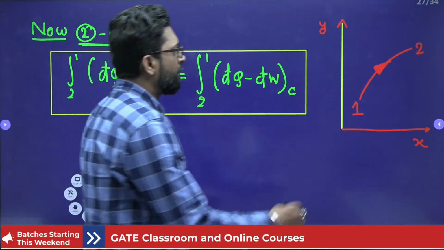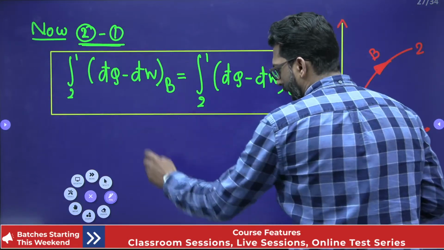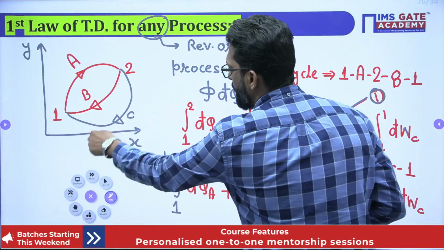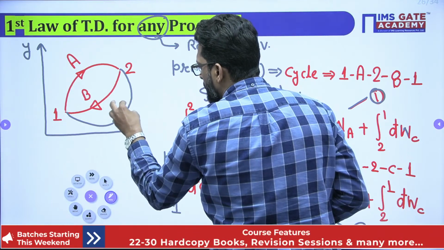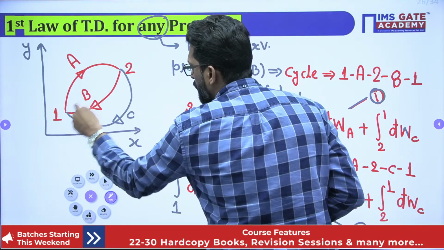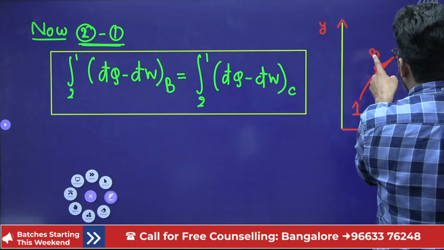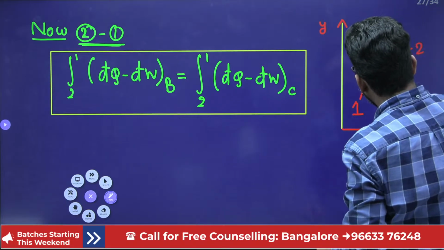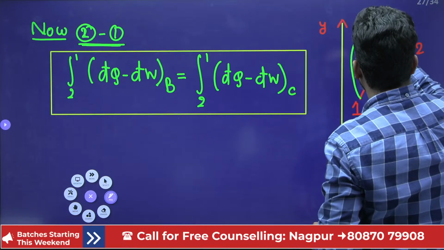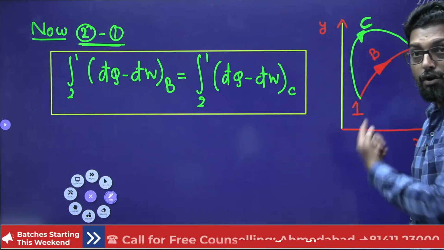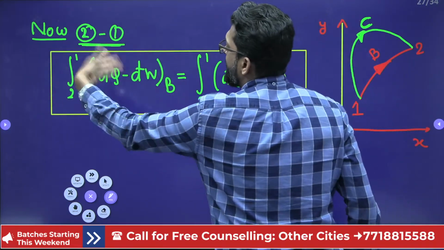If you take any other process, this is process A, let's suppose this is process B, and C, and these B and C processes are the same. That means the heat and work transfer between points 1 to 2 via path B and via path C. This is not a cycle, this is a process. If you change the integration, this will also change.